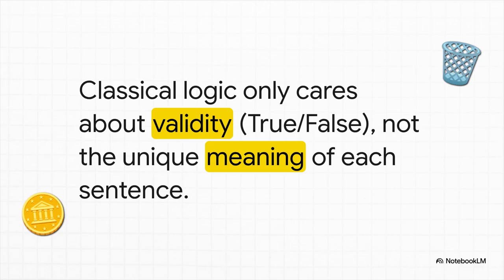Think about it like this. You've got this really basic coin sorter. You drop in a quarter, you drop in a dime, you drop in a dollar coin, and they all just clunk into the same bin labeled valid currency. The sorter doesn't care about the difference between them, it just cares that they're real money. That's exactly how classical logic treats our two true sentences.